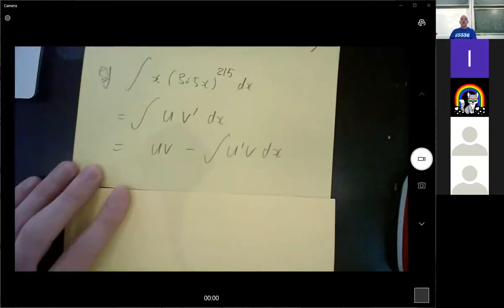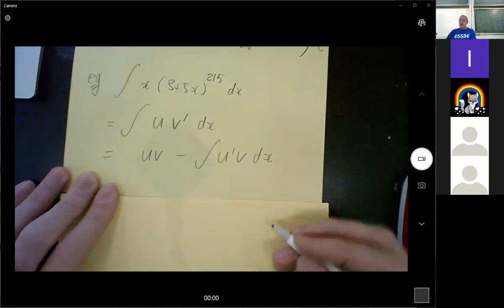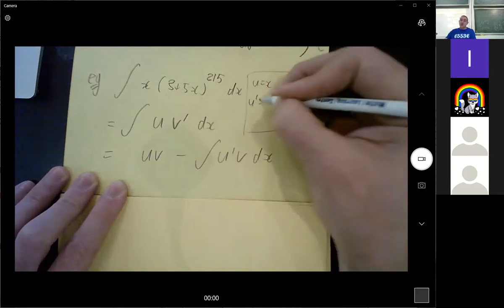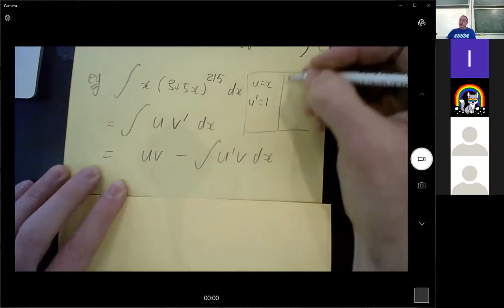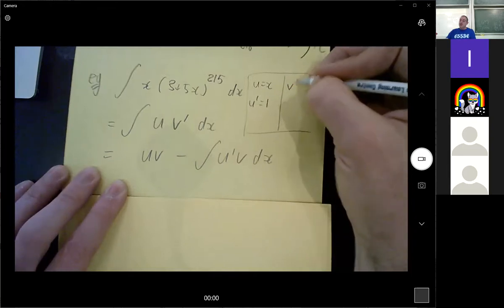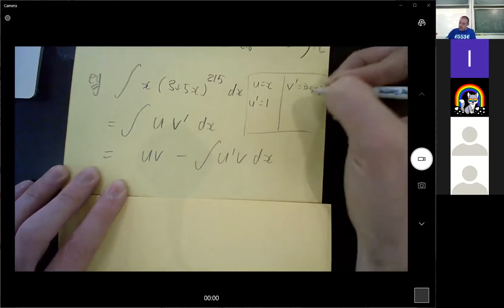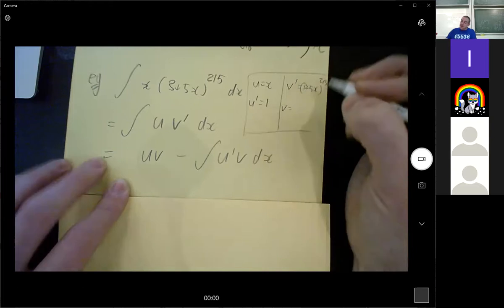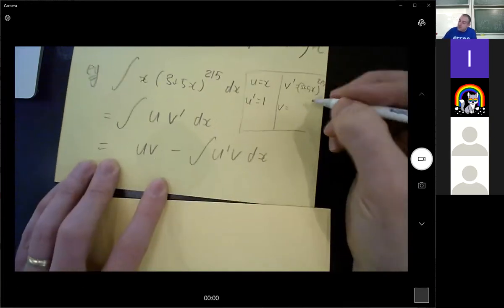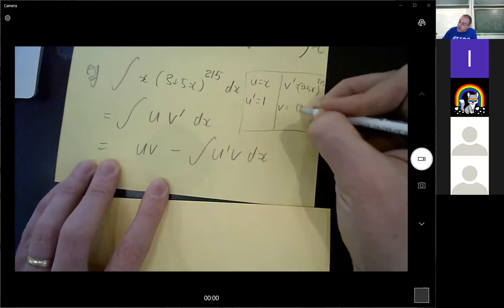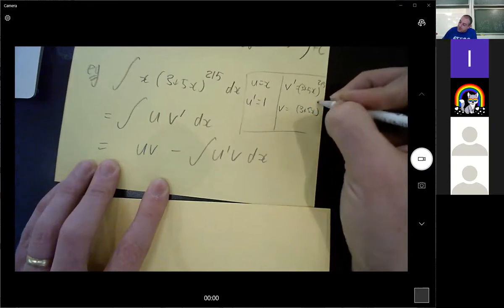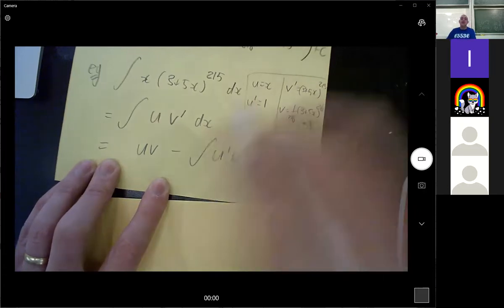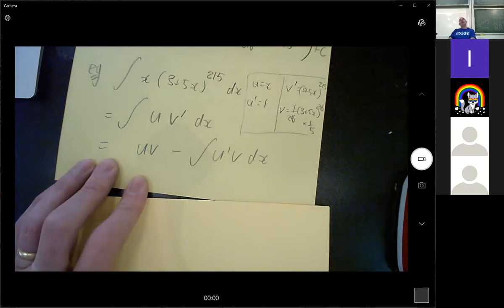Some people, it helps them to write down the U and the V somewhere on their page. My U was X, and it's going to become a U dash, which is 1. My V dashed was 3 plus 5x to the 215, and it's going to have to be integrated. Oh crap, I haven't given myself enough space. So the power will go up by 1, 216, I'll divide by the new one, and I'll also have to times by a 5th because of the divide by the constant derivative rule.